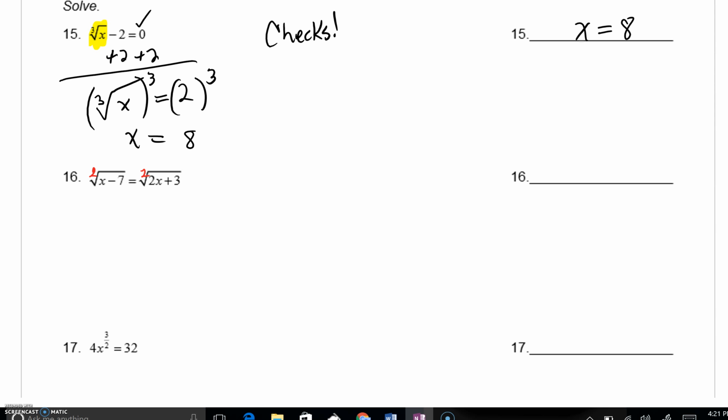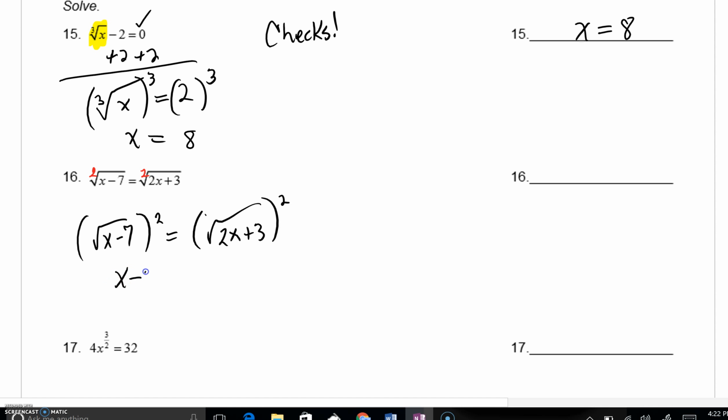But looking at 16, you've got 2 radicals. You've got a radical on the left, you've got a radical on the right. They're both square roots. There's that understood index of 2. They're never going to write it out for you that way. But what you need to do to get rid of a square root is you're going to have to square. You have to raise both sides to the second power.